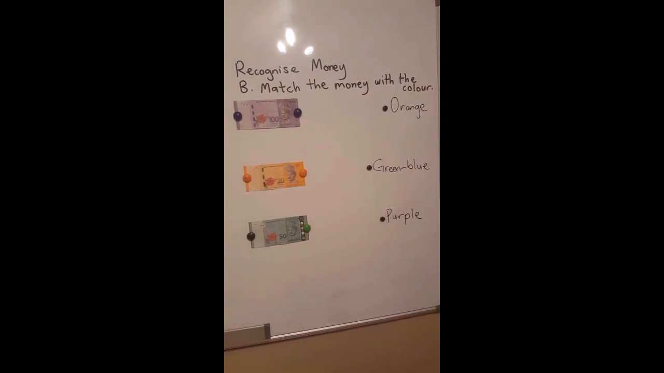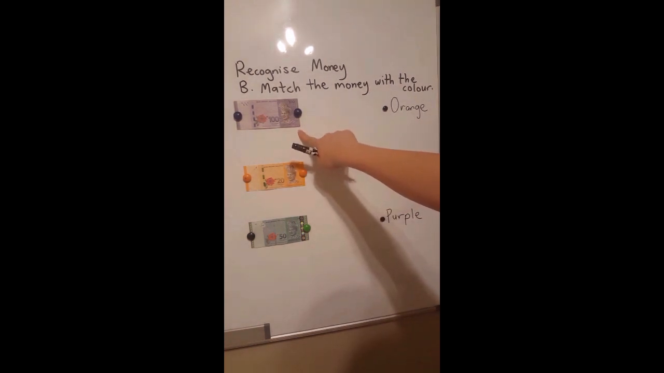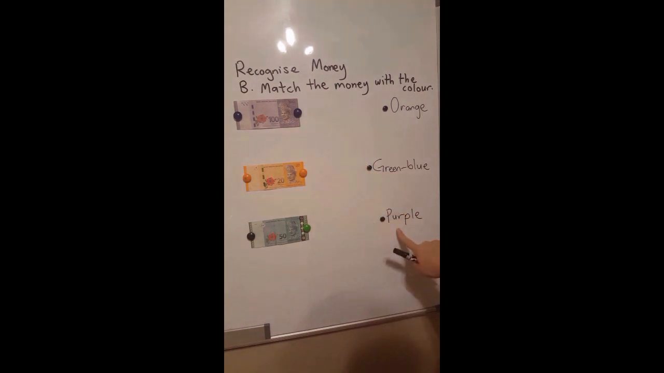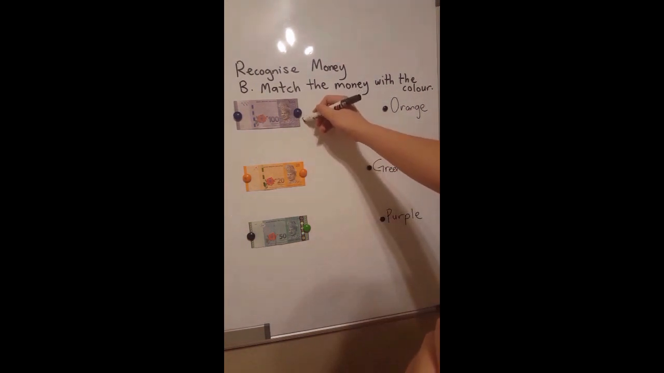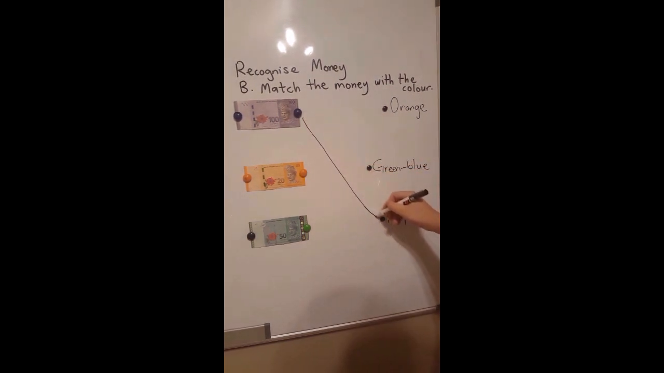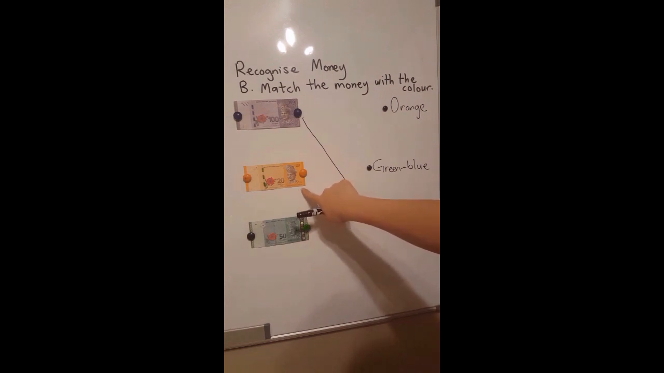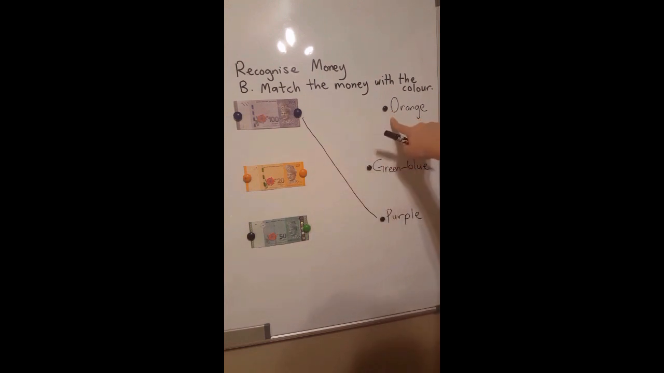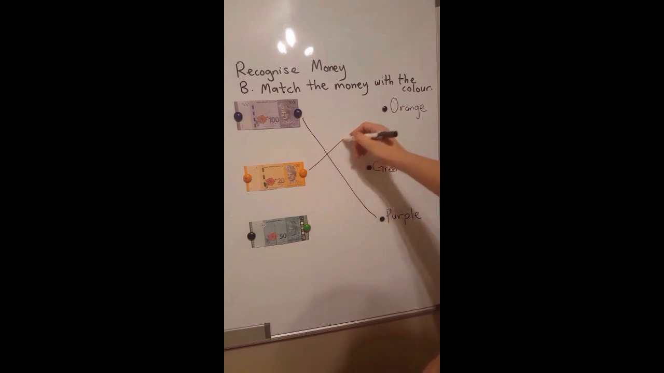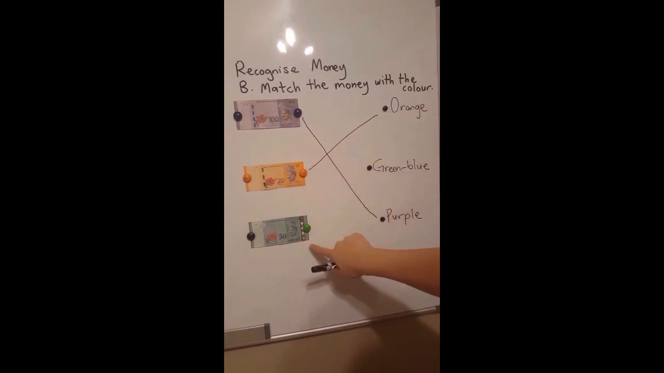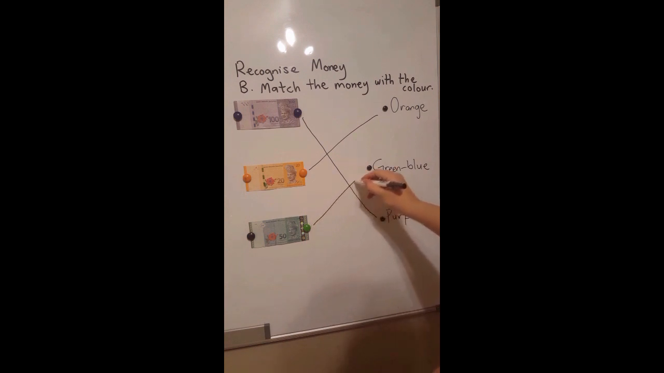Now we are going to match the money with the color. 100 ringgit note is purple. 20 ringgit note is orange. And 50 ringgit note is green blue.